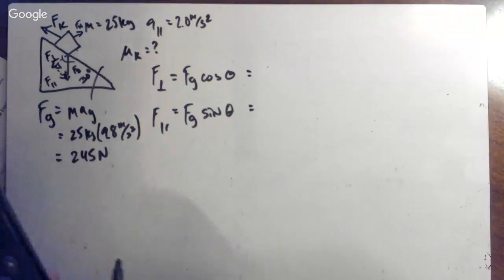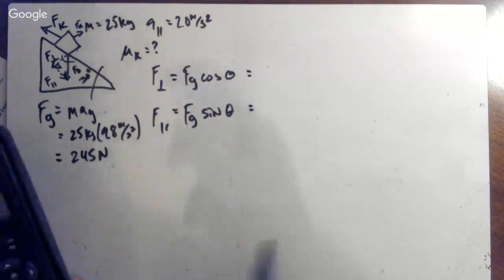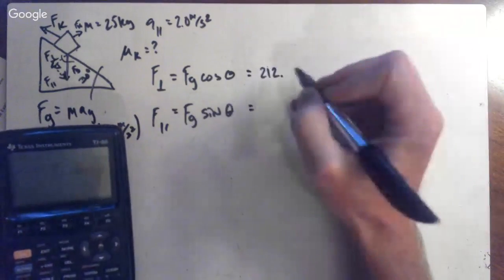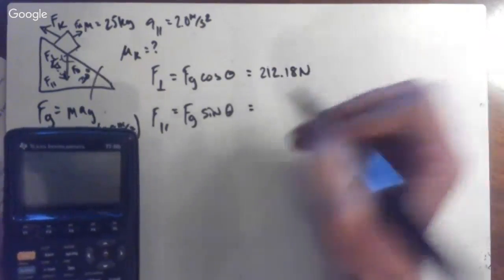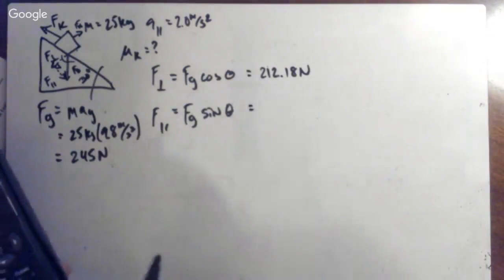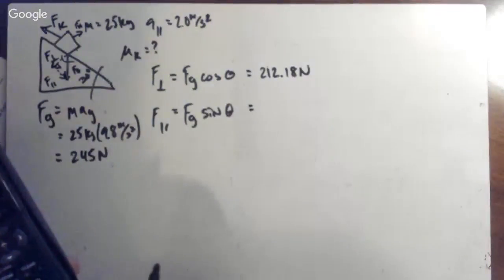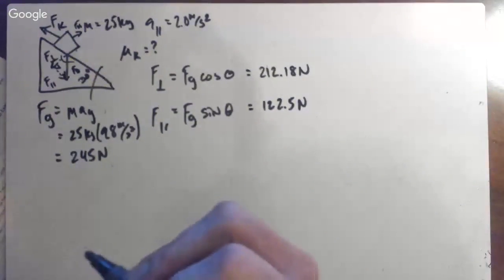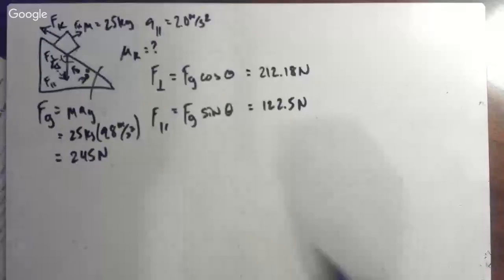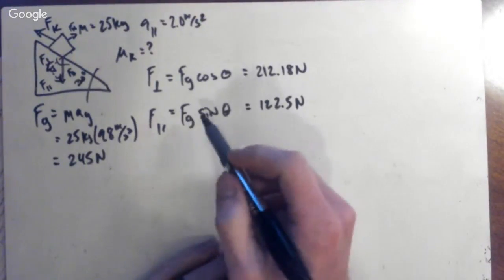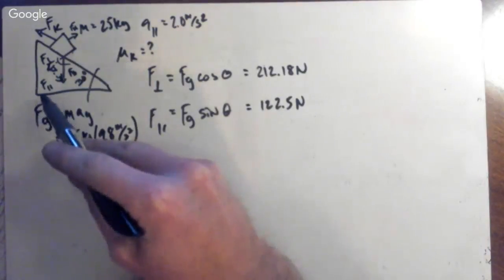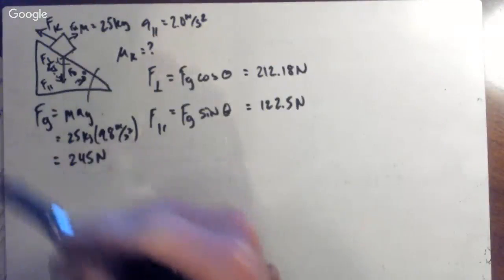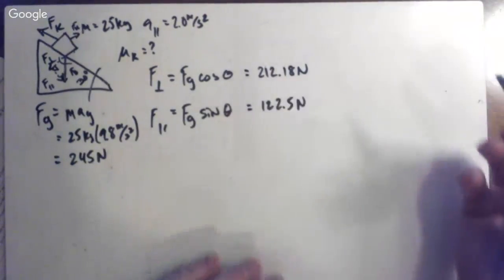245 times the cosine of 30 degrees is 212.18 newtons. And our F parallel is 245 times the sine of 30, or 122.5 newtons. We should remember this method from our projectile motion. Okay, right there. That's our parallel right there. So we have these things. Now let's figure out how we're supposed to use them.